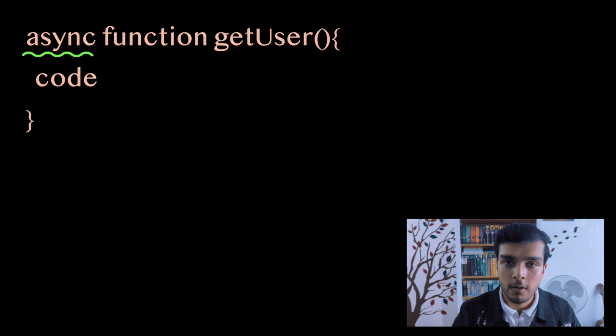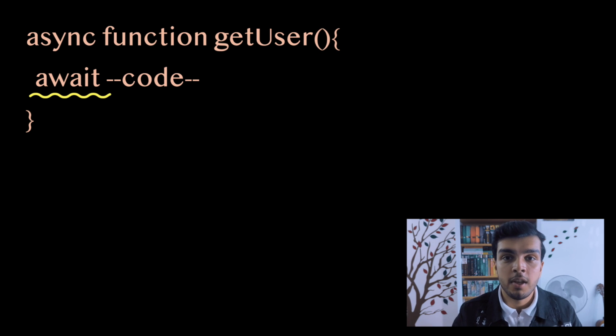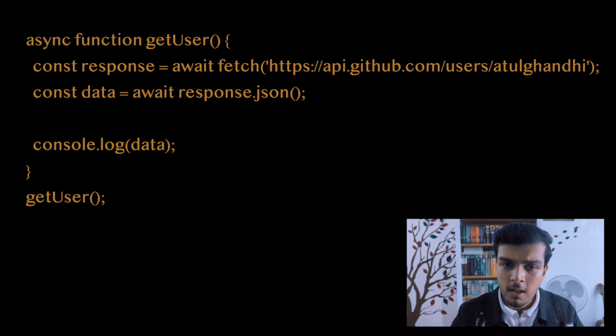To write an async function, you begin by adding the async keyword in front of your function. And from there, inside your function code, you add the await keyword to any line that you want to wait for before running the rest of your function. Now, here's an example of an asynchronous function. Let's look at it line by line.